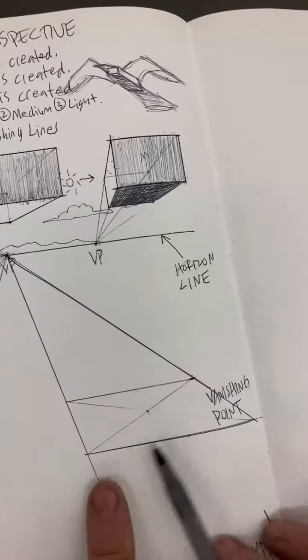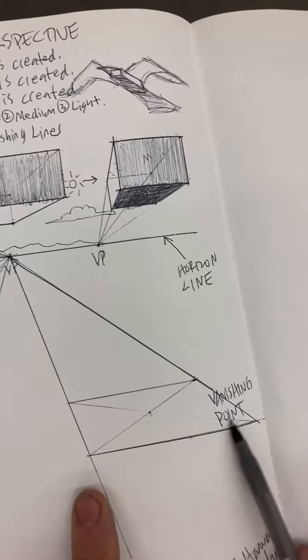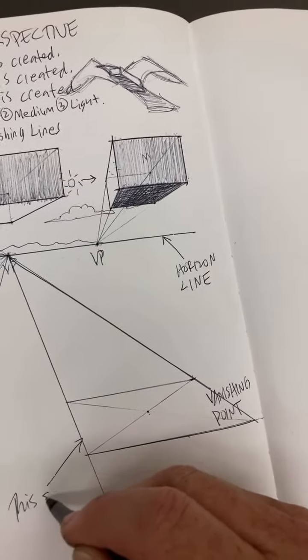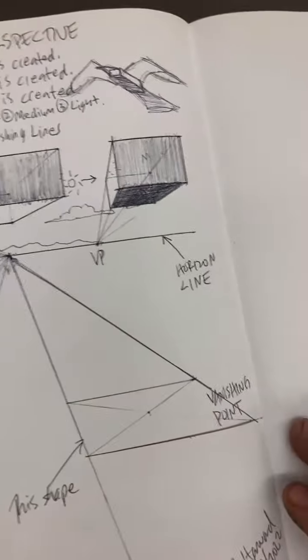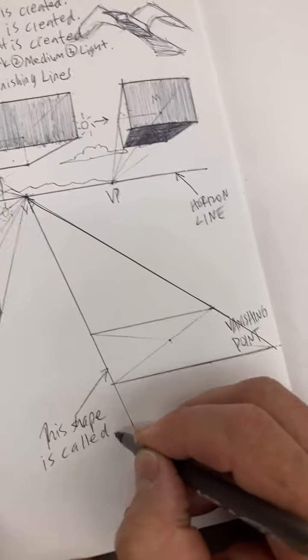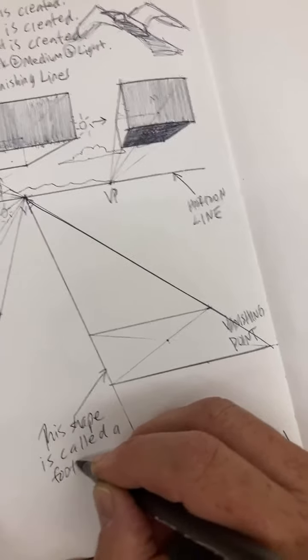Now, this is on the ground. And this is a ground plane, okay? This thing right here, this shape, hey guys, this shape is called a footprint.